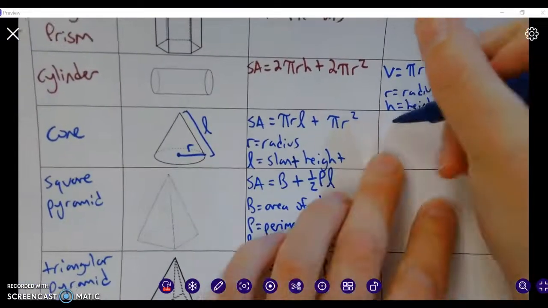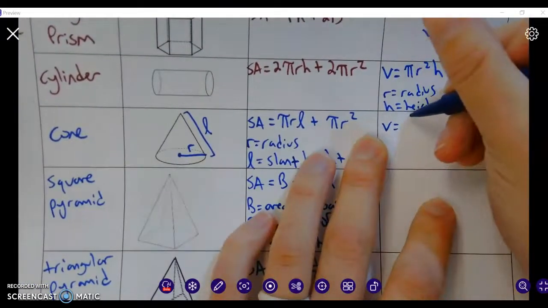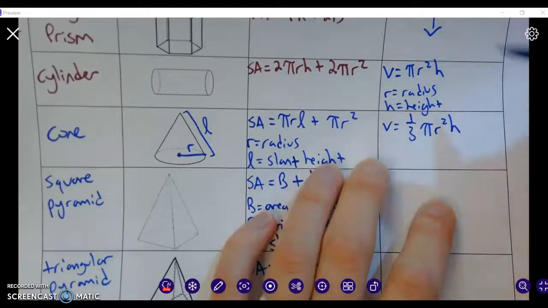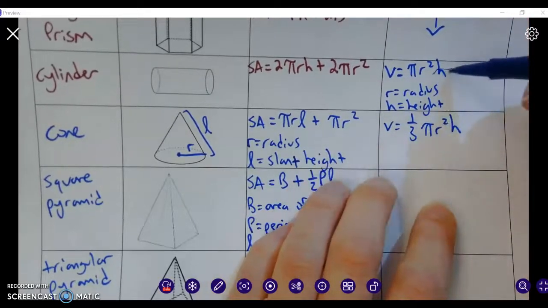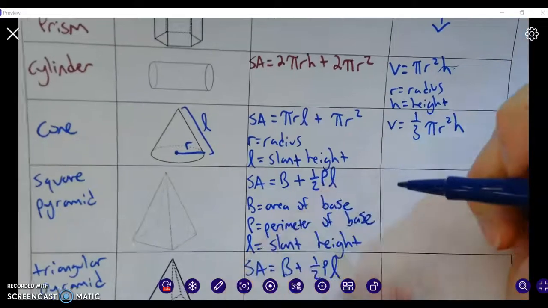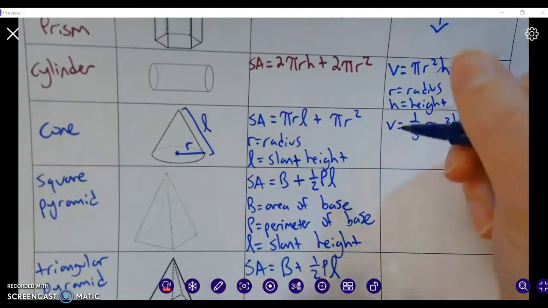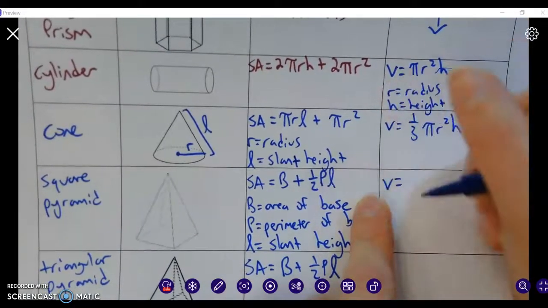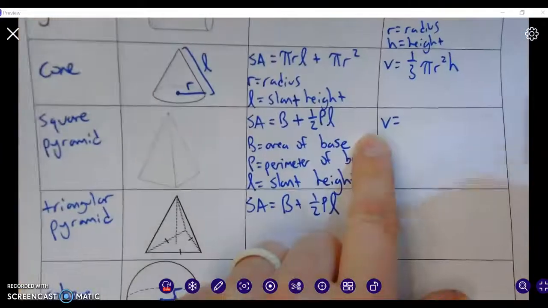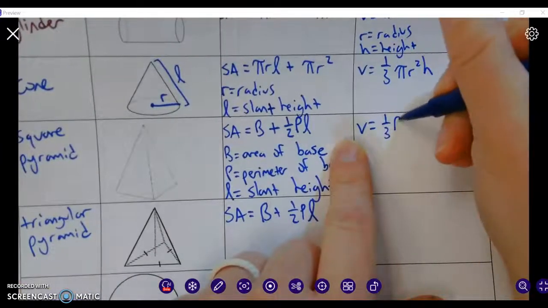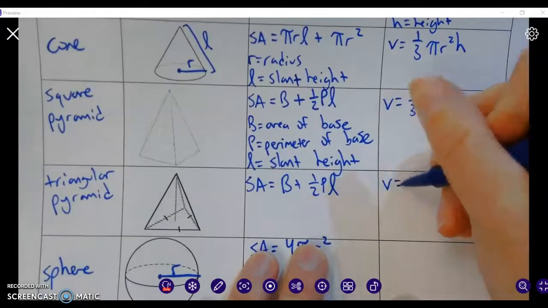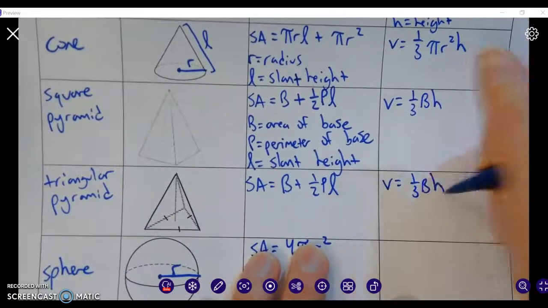Okay, so the cone formula is 1/3 pi r squared times height. So it is the same as cylinder. The only difference is that there is a 1/3 in front of it. And then our pyramid formula is going to be the same as prism, except there's a 1/3 in front of that. So we've got 1/3 BH, and that is the same for this pyramid.